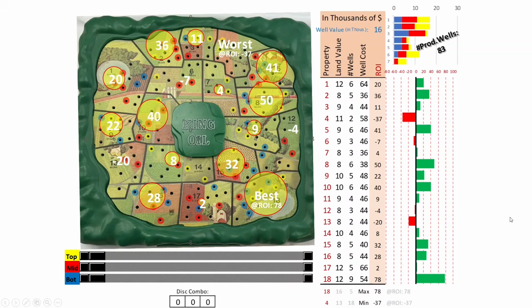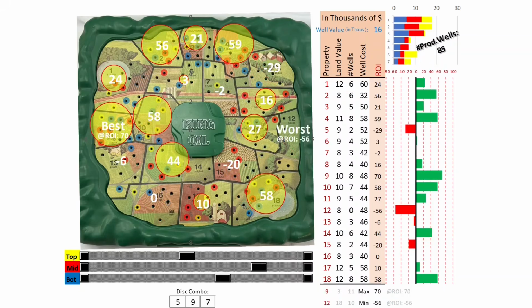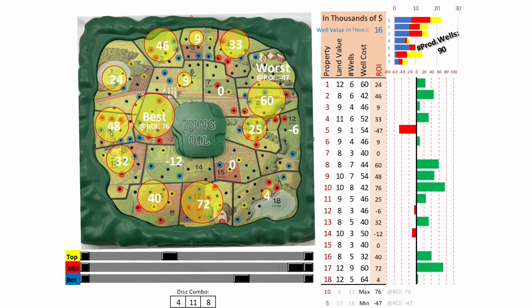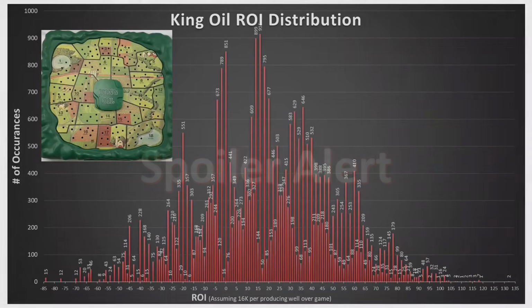Let's plug this into an automated dashboard, as one does, to generate a King Oil ROI calculator for any combination of disk positions. At this start position, Property 18 yields the greatest potential ROI, while Property 1 is below average. What about other disk positions? What about all possible 1,728 positions?